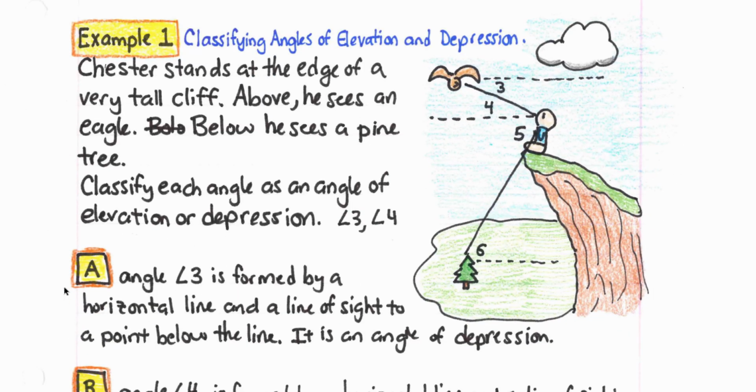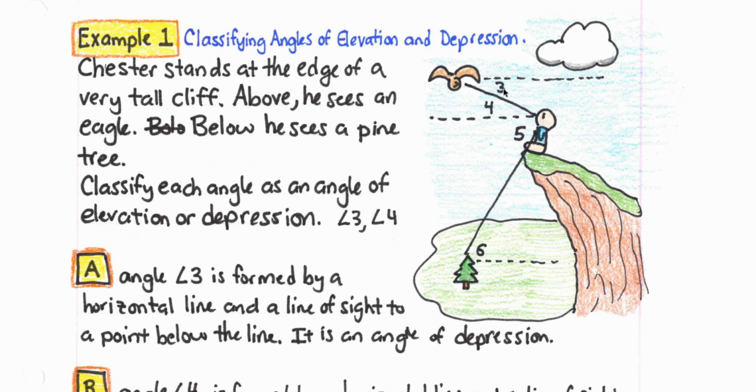Example 1, classifying angles of elevation and depression. Chester stands at the edge of a very tall cliff. He's probably not very bright. Above, he sees an eagle. Below, he sees a pine tree. Classify each angle as an angle of elevation or depression. So let's classify 3 and 4.